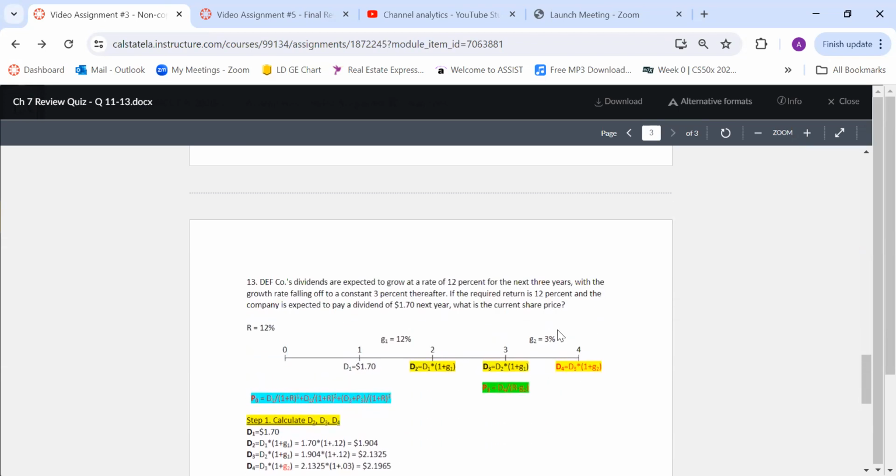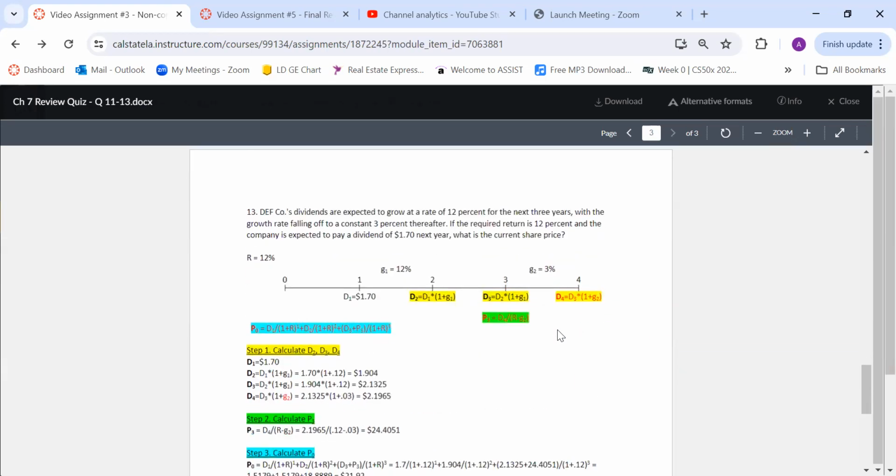Number 13. DEFCO's dividends are expected to grow at a rate of 12% for the next 3 years, with the growth rate falling off to a constant 3% thereafter. If the required return is 12% and the company is expected to pay a dividend of $1.70 next year, what is the current share price? So here again, we have our timeline, our required rate of return, and our first growth rate at 12%, and then after the third year it's 3%.